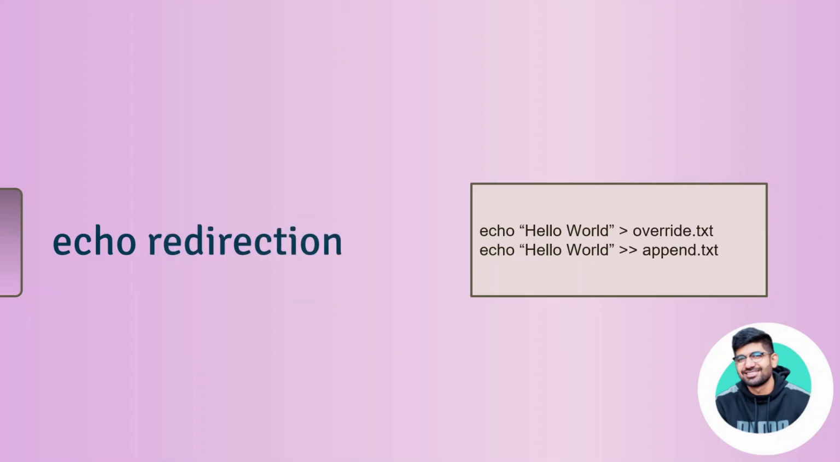We can also redirect the echo output to a file. This is useful for logging or reporting. If you want to overwrite, you can use the first option, where you can see a single greater than symbol. And if you want to append, you can use the second option, where we have two greater than symbols. So in the same script, we can redirect the output to a file.